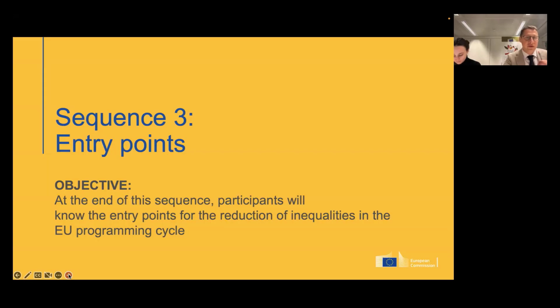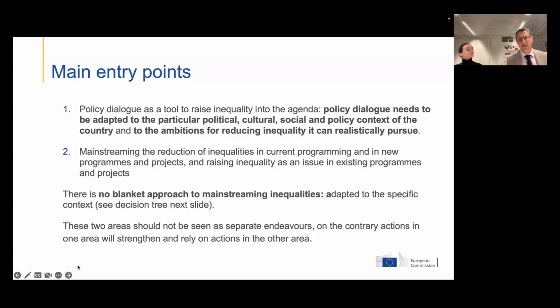perspectives. So what we suggest to you now, and that's still following this reference document, is to look at the possible entry points for you in working with the reduction of inequalities in the design of your interventions, in the management of your plans for the strategic plan at country level. And obviously here there are two main entry points which are suggested before we go to the details of them. The first one is policy dialogue, and this is obviously linked to a number of actions you can carry out at country level.